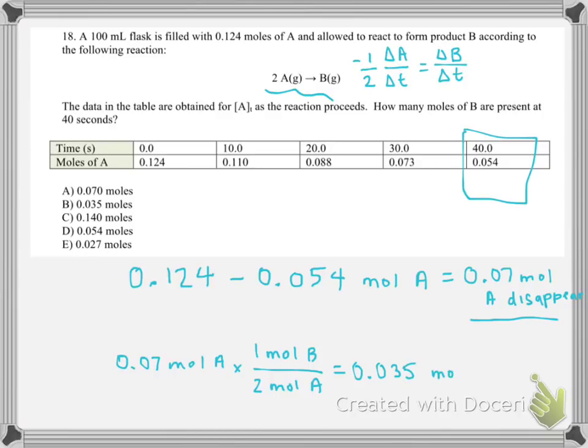moles B. So this isn't even really a rate problem, it's more of just stoichiometry in the context of rates. Okay, so this is answer choice B, and you want to be careful that you have this equivalent set up the right way so that you don't accidentally get answer choice C. So always write out even the most simple calculations.